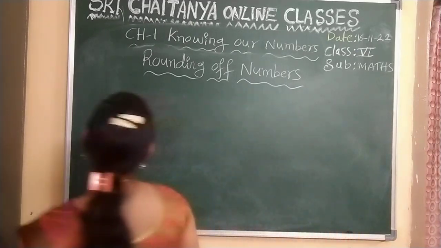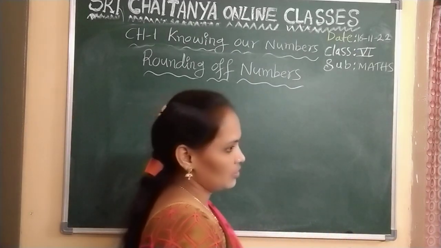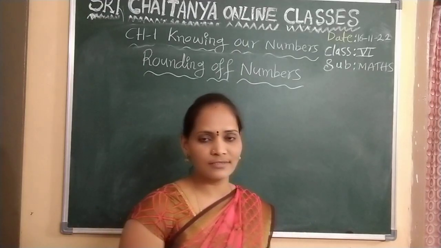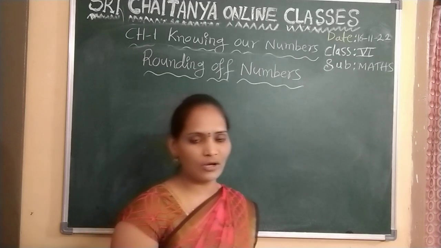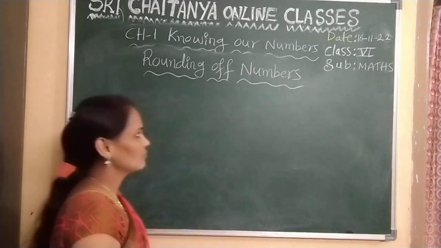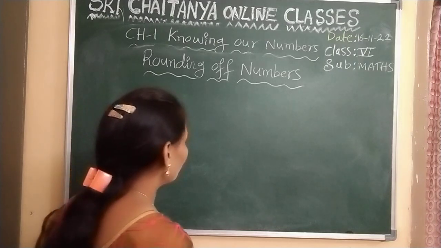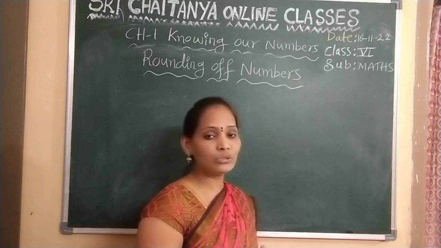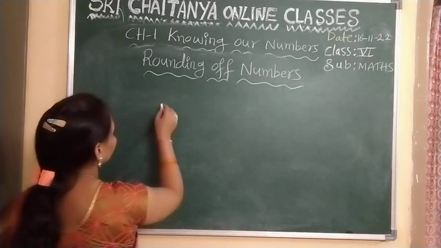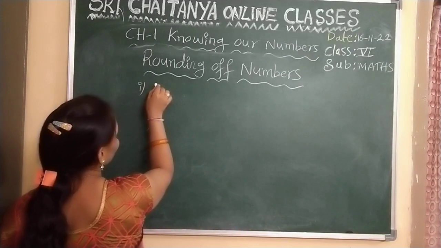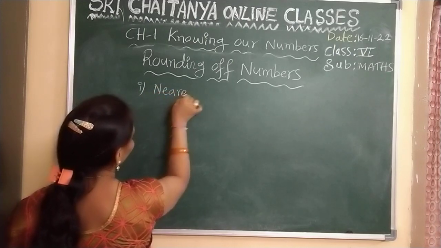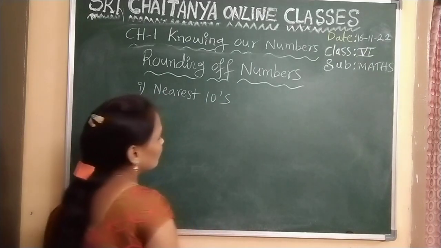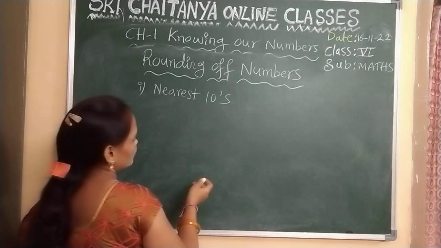So that concept is rounding of numbers. How to round off the given numbers to its nearest tens, nearest hundreds, nearest thousands. How should we round off the given numbers? Just see, first I am talking about how to round off the given number to its nearest tens. Okay, first concept is its nearest tens.